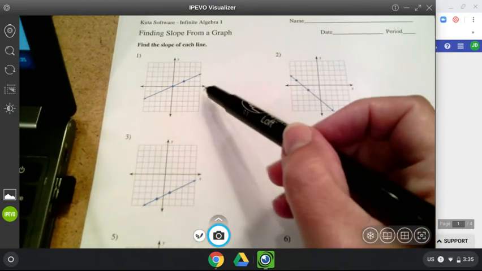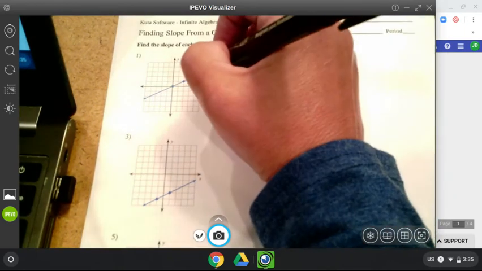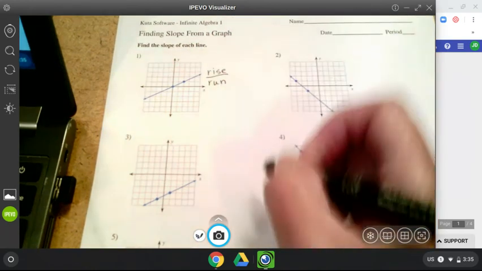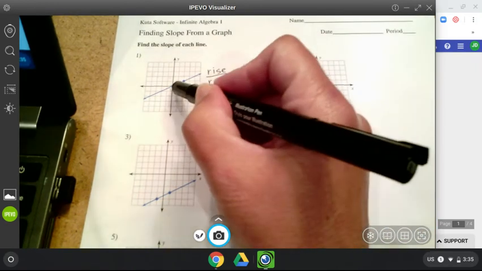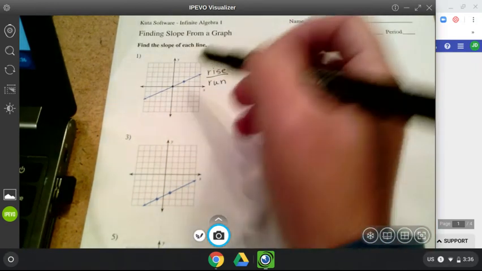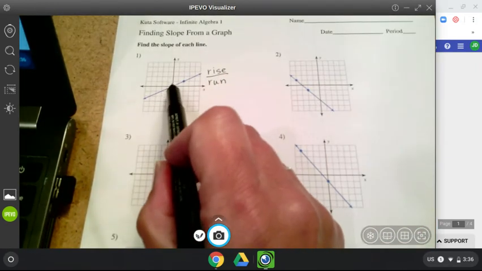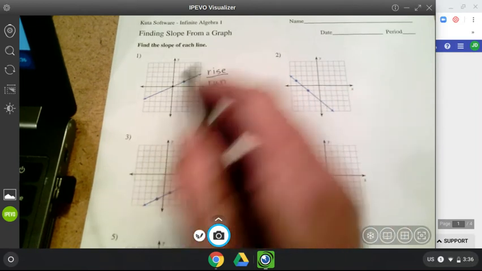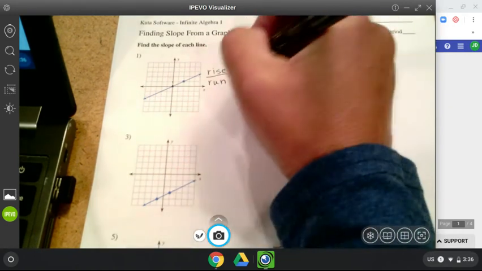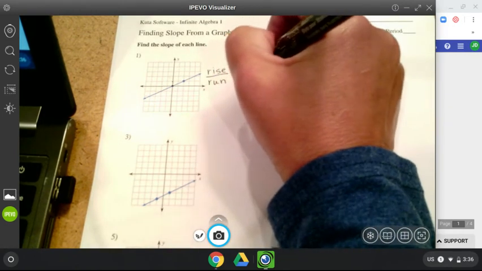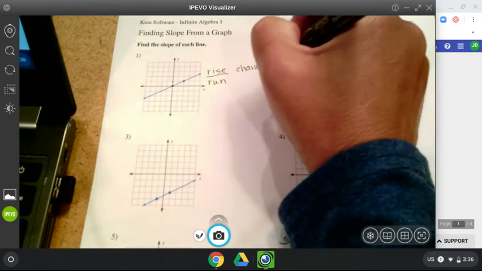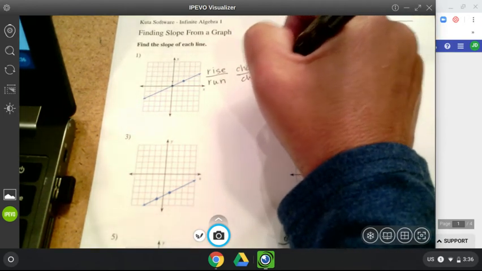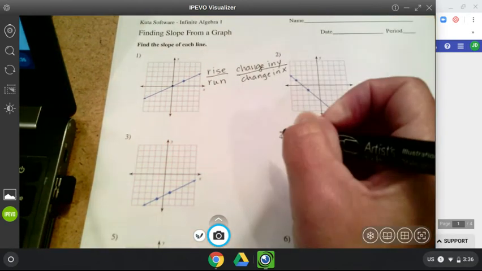So to find the slope, we're going to do this thing called rise over run. So we find a point on our line and we literally will count up or down and then over, so left or right. So this is the rise. It's also called the change in y values over the change in x values.